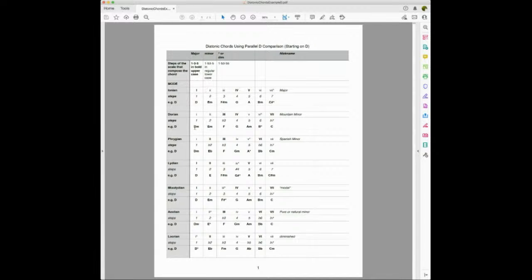But the idea here is I can see in Dorian, I'm going to have D minor, E minor, F, G, A minor, B diminished, and C. In Mixolydian, I'd have D, E minor, F sharp diminished, G, A minor, B minor, C. Aeolian, D, E diminished, F, G minor, A minor, B flat, and C. So it's another way of looking at or comparing, because they all use the same key signature.